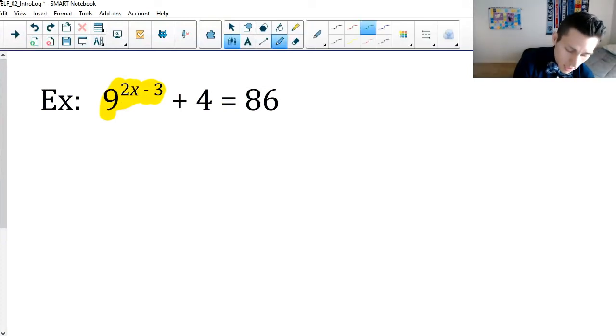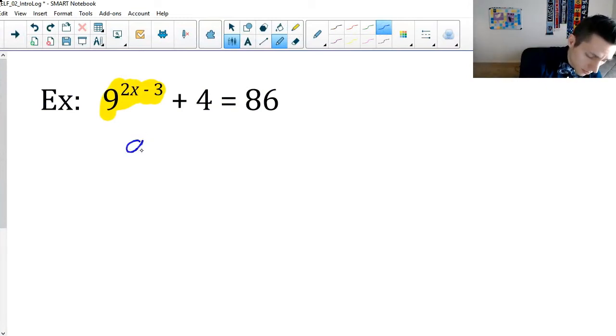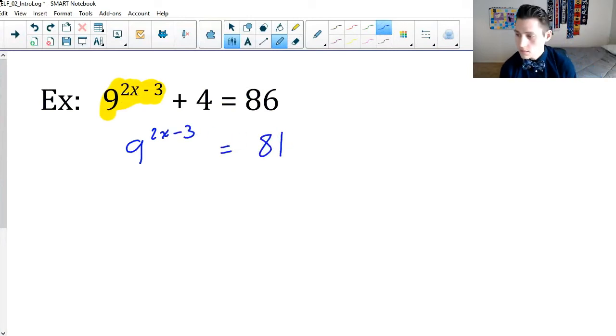All right, so to deal with that, I have this pesky +4 that's hanging on right now, so I want to get rid of that. Subtract 4 on both sides. So I didn't use any logarithms. All I did was subtract 4.